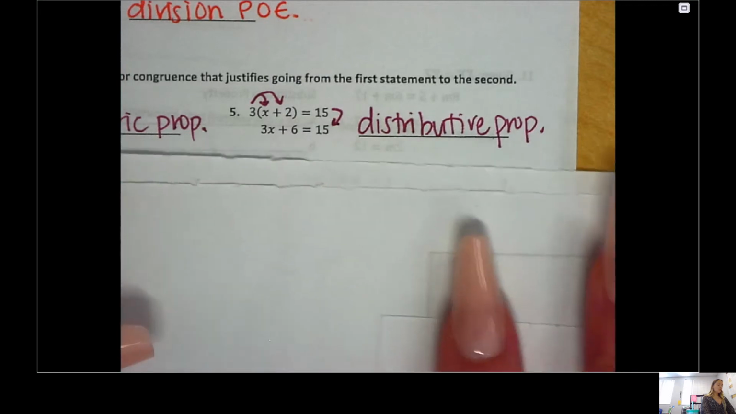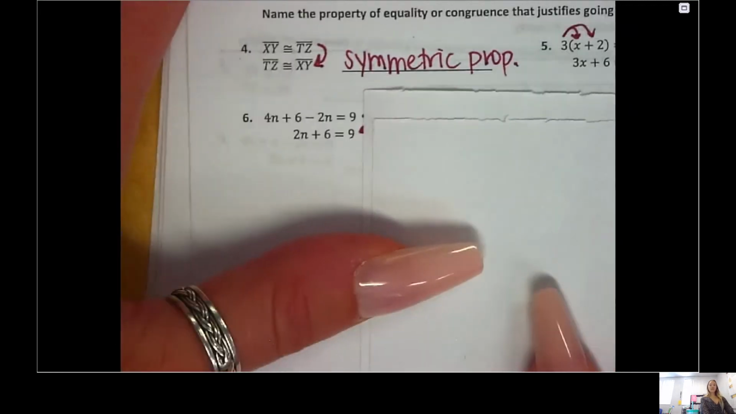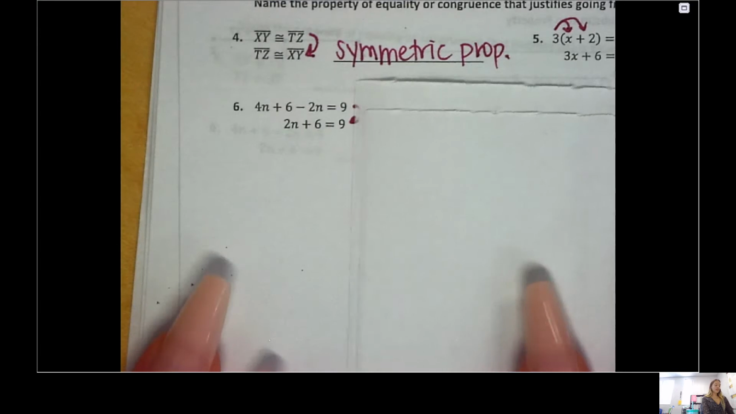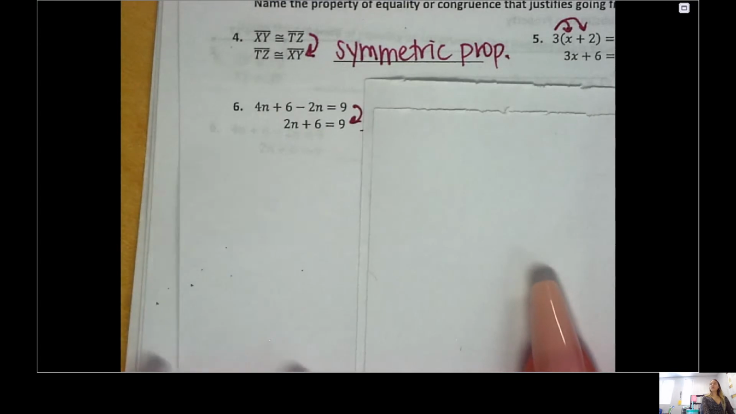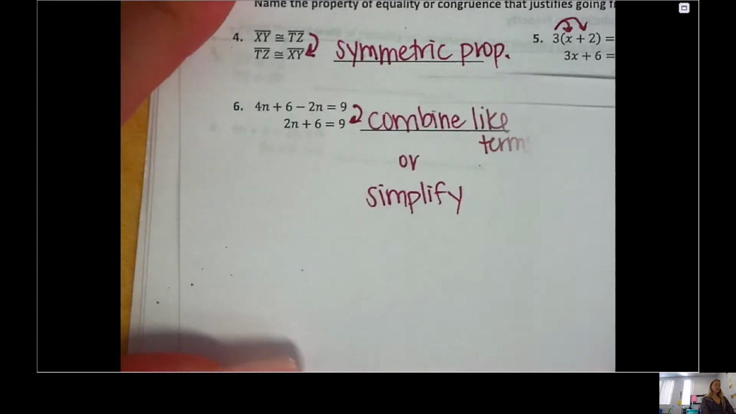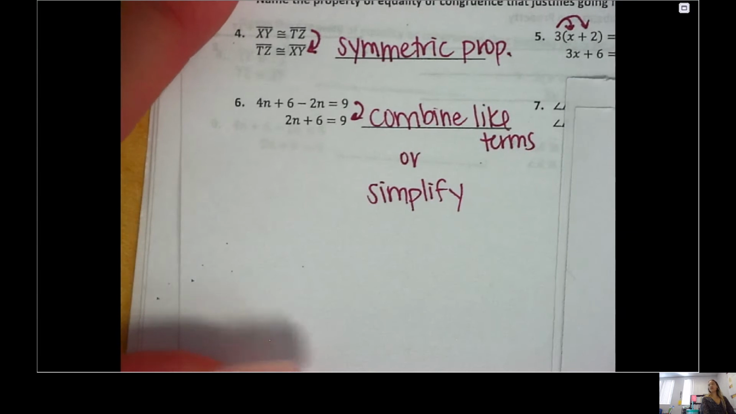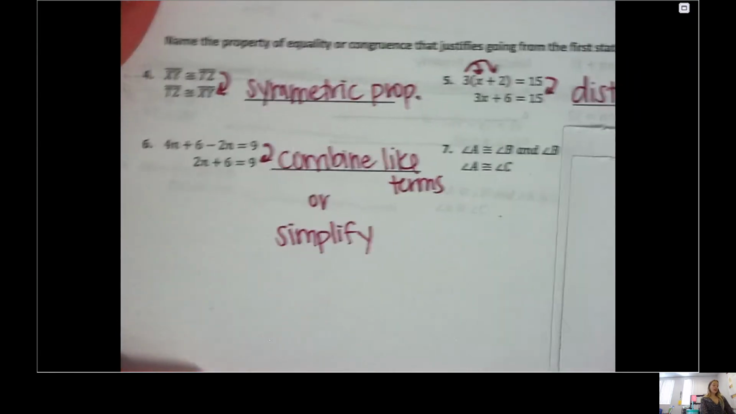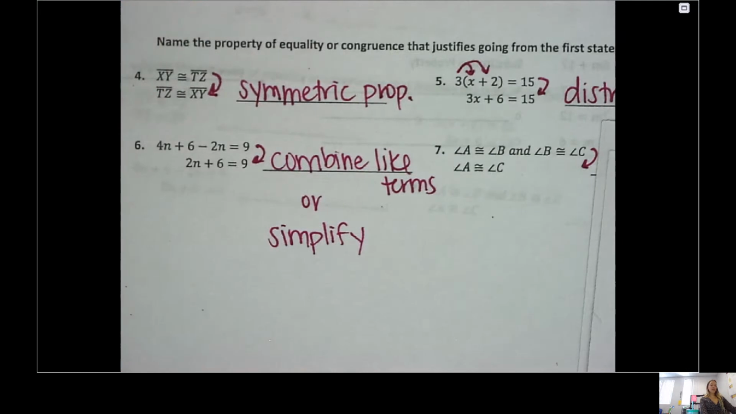What about number 6? What is happening in number 6? Combining like terms. Perfect. Or you can put simplify. Both are fine. Okay. And then number 7.